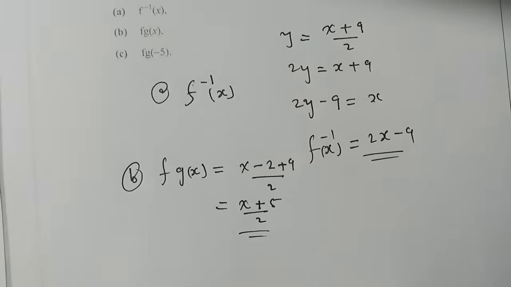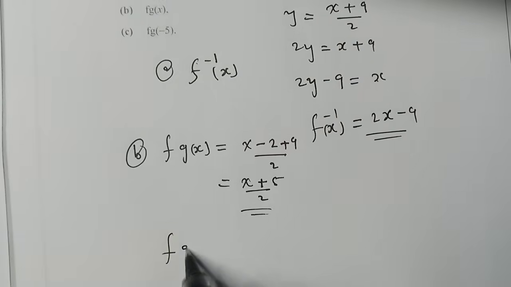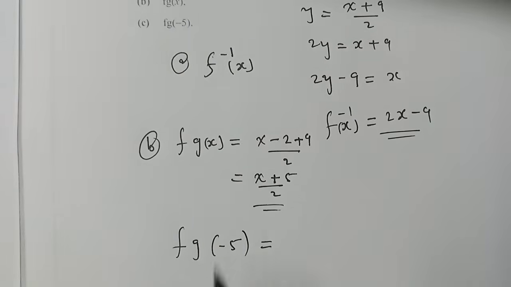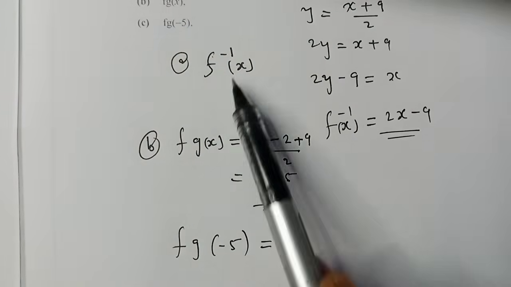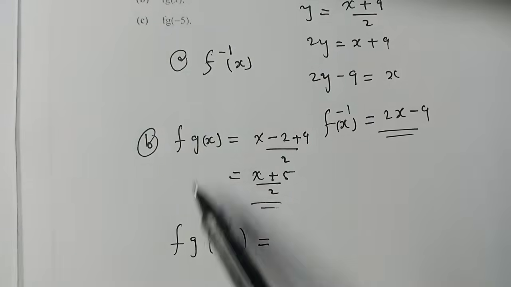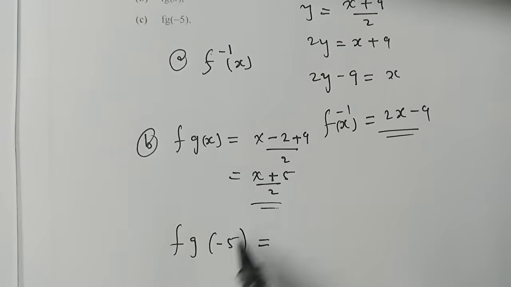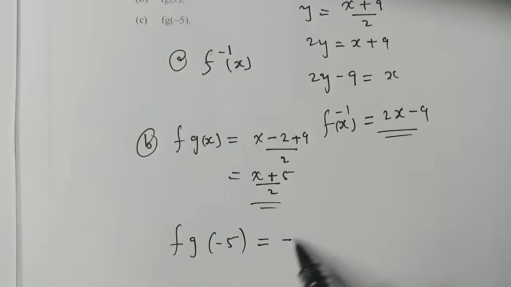The next question is f of g over negative 5. So this and this are almost the same. The only difference is that here there is x, whilst here there is negative 5. That means we need to put negative 5 where x is here. So we say negative 5.